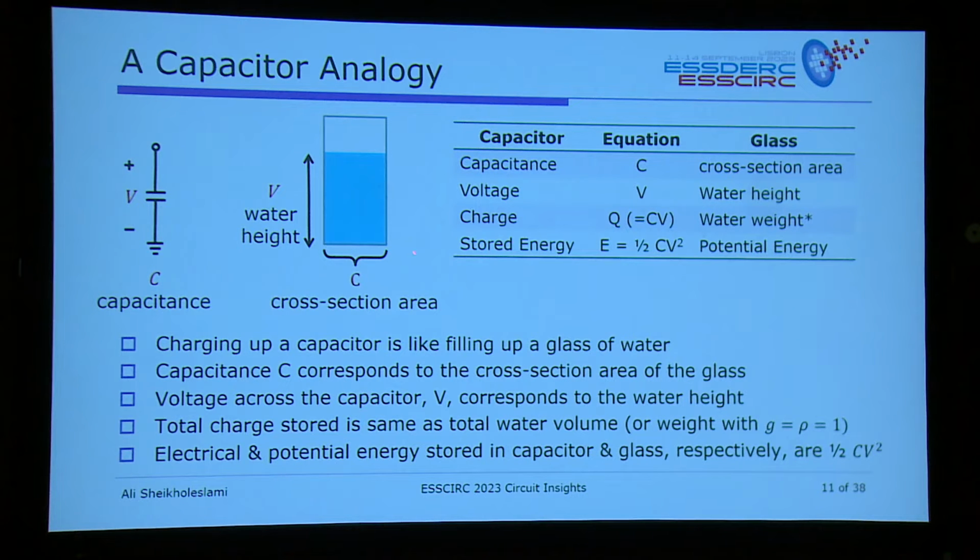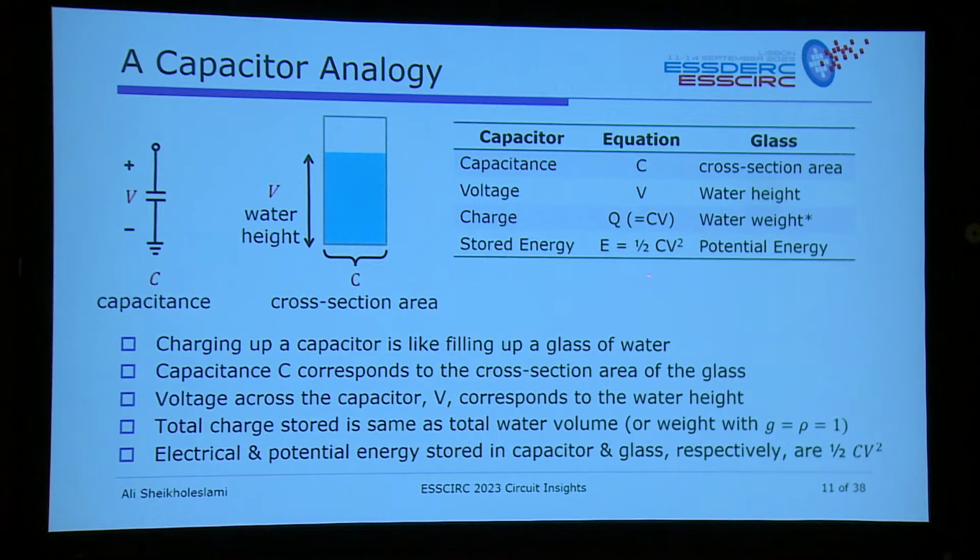Let's see the equations and see if this is consistent with what you believe. So the capacitance, as I said, corresponds to the cross-section area. Voltage across the capacitor corresponds to the water height, also V. And then the charge is going to be CV. Interestingly, the water volume, I should say first, is C times V. But for simplicity, if you imagine rho, which is the water density, is 1, and g is 1, just to make simplifications, then you can see a one-to-one correspondence. The weight of this water is also CV, or you can say the volume of the water is CV.